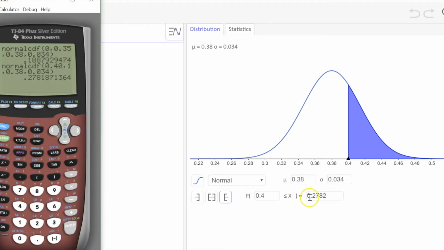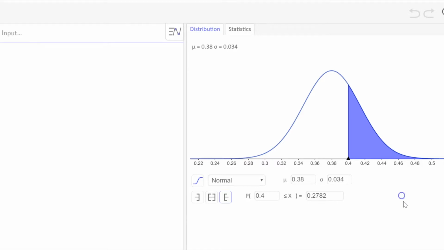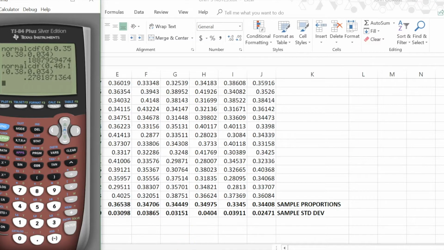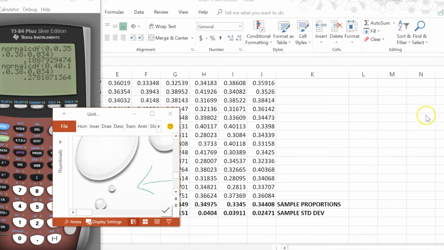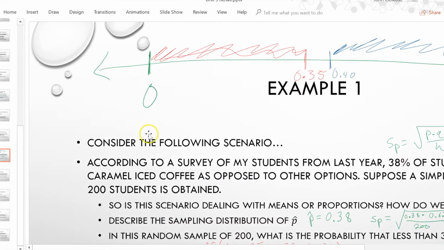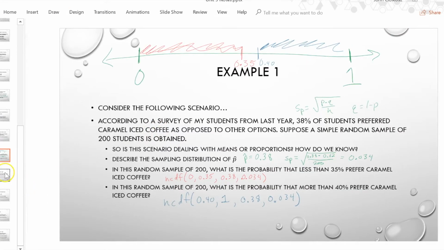So for the more than 40, we got the exact same answer here of 2782. This one was a little longer, but that's just the rounded version. So we're good to go there. So again, nothing really different here. It's just changing those upper and lower bounds as we need. All right, let's move on to our next slide.